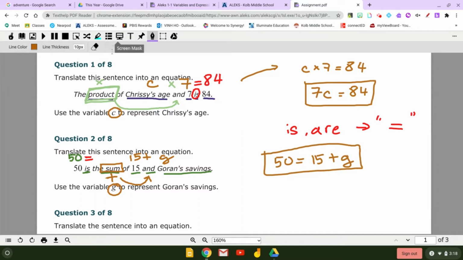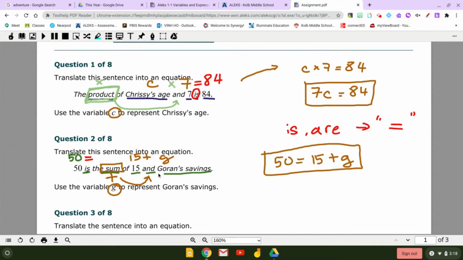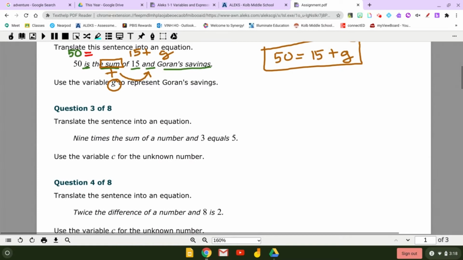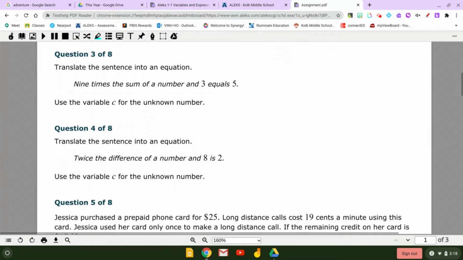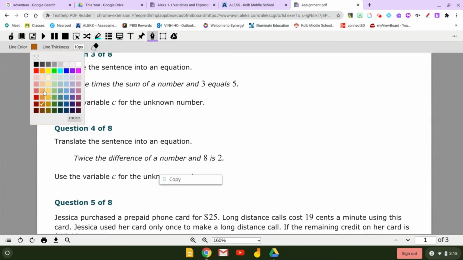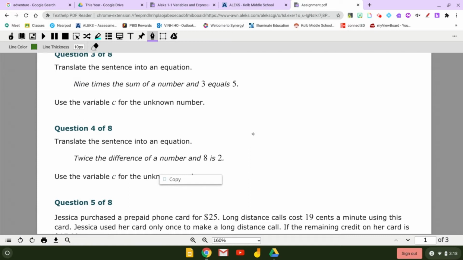Okay. So far in this problem, based on the first two examples, they didn't ask you to solve for the unknown. So we just write an equation and that's it. Okay. We go to problem number 3. If you really understand the last two examples, you can go ahead, pause the video here, and try this out by yourself.